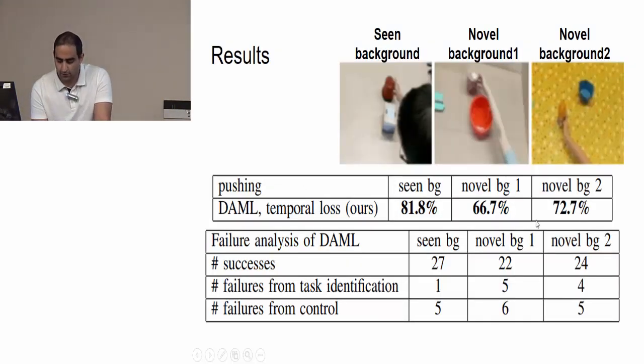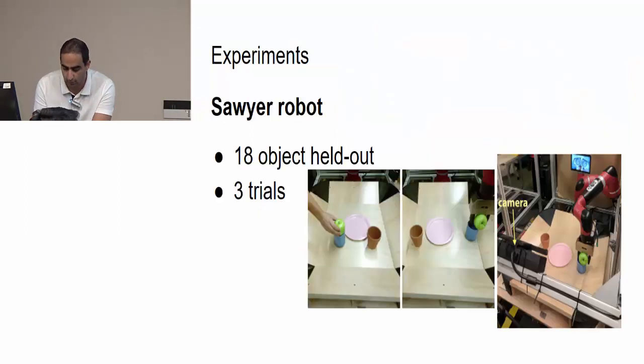So this is the table of the results. As you can see, when they change the background, the accuracy decreases, the success rate decreases. And they also show their failures, and they do not just consider success and failure. They define 2 types of failures. One of them is from task identification, which means the robot even did not understand that it should perform the task on the red object, for example. And the other type of failure is from control, which means the robot tried to push the red thing, but it couldn't do that well because of the control.